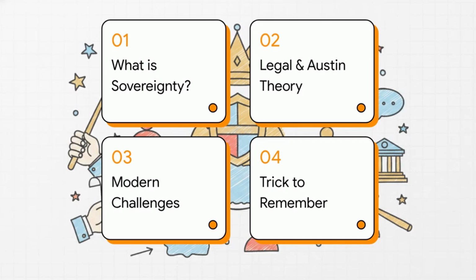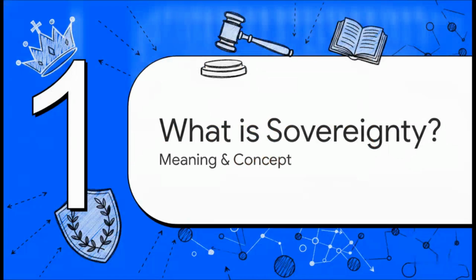Okay, let's dive into this. Here is our quick roadmap for today. 1. What is sovereignty? 2. Legal and Austin's theory. 3. Modern and external challenges. And 4. A trick to remember.